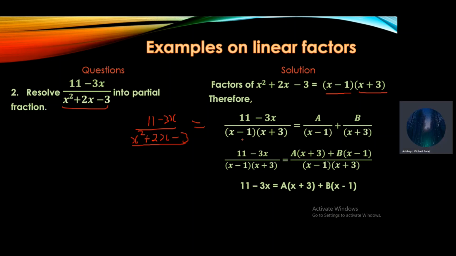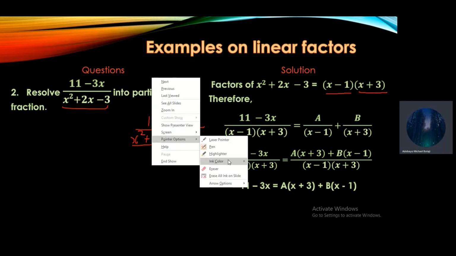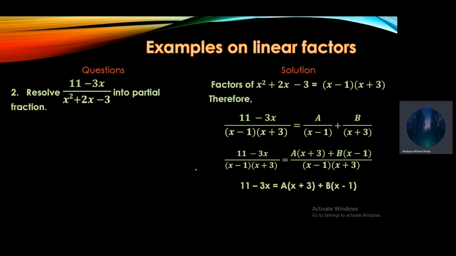Now, we see that these are linear factors, and our linear factors are represented in this way: a over x minus 1 plus b over x plus 3. Okay, I'm sure we all get so far. So without wasting much time, if you find the LCM and do your magic, what do you have? You have a into x plus 3.